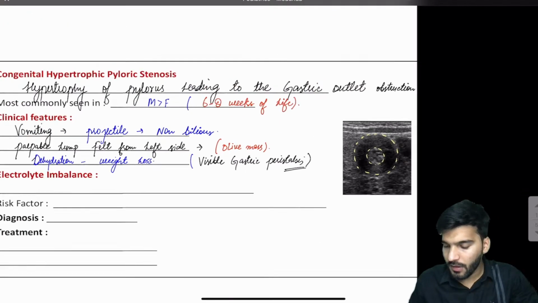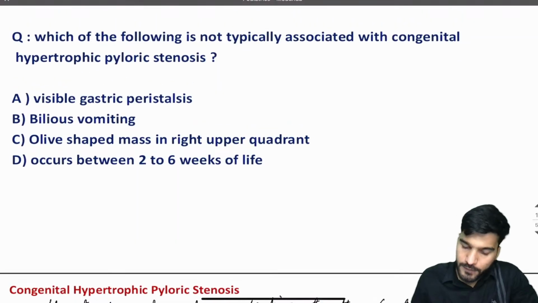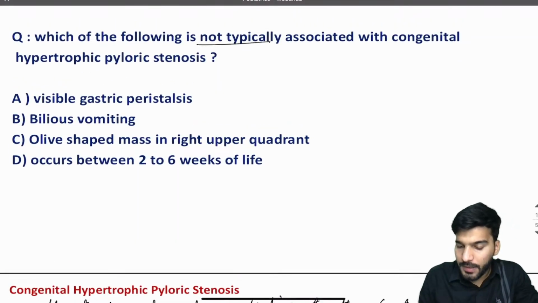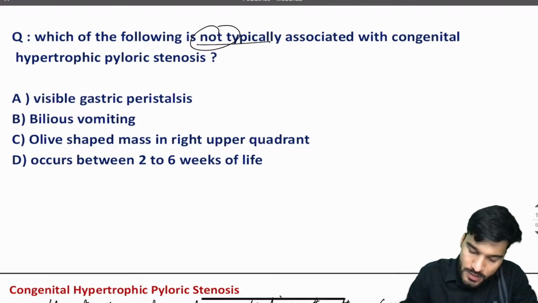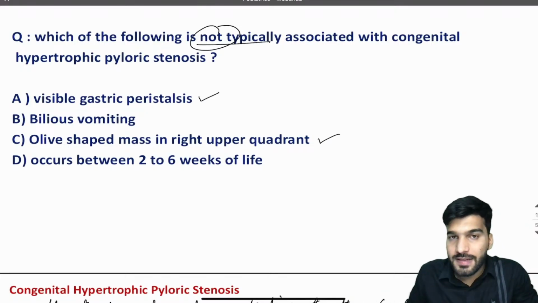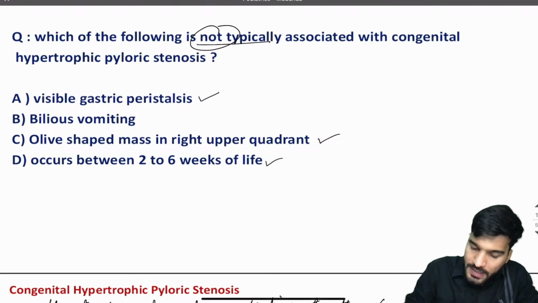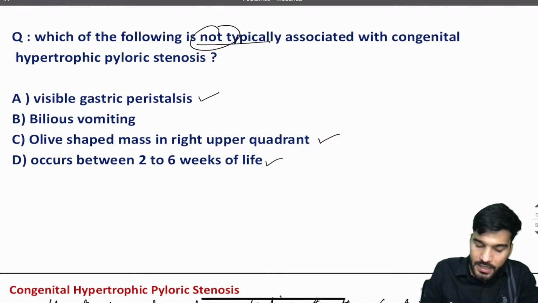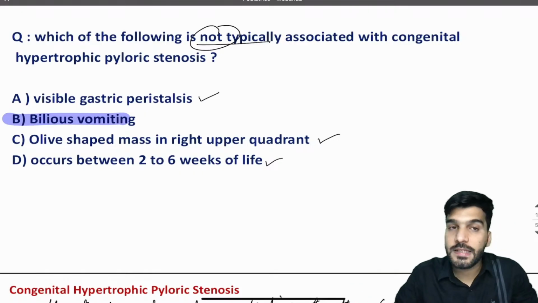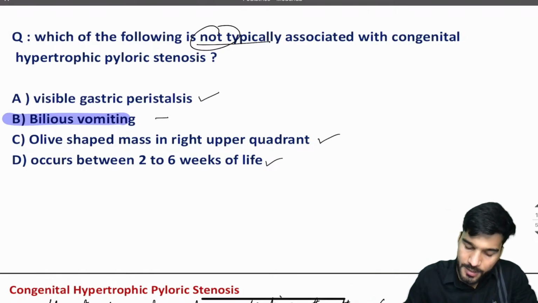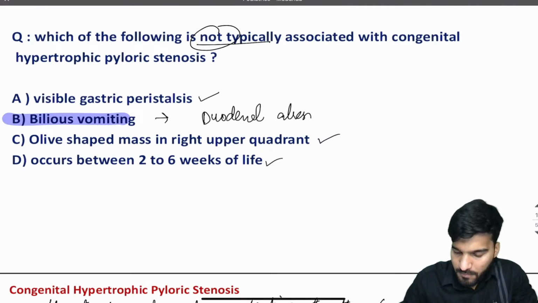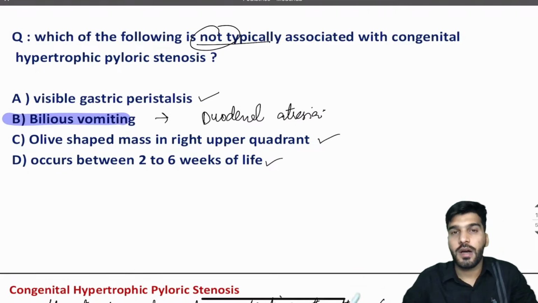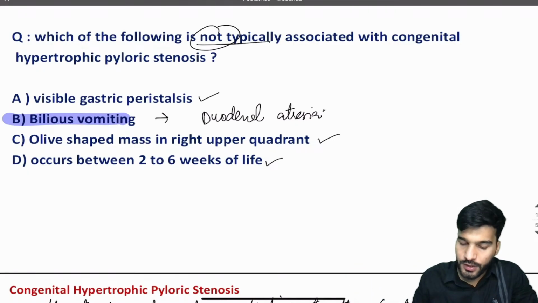Now the question was, which of the following is not typically associated with congenital hypertrophic pyloric stenosis? Visible gastric peristalsis, yes, it is there. Olive-shaped mass in the right upper quadrant, yes, it's there. It occurs between 2 to 6 weeks of life, yes. Bilious vomiting, no, it's going to be non-bilious vomiting. If bilious vomiting is present, think of duodenal atresia.